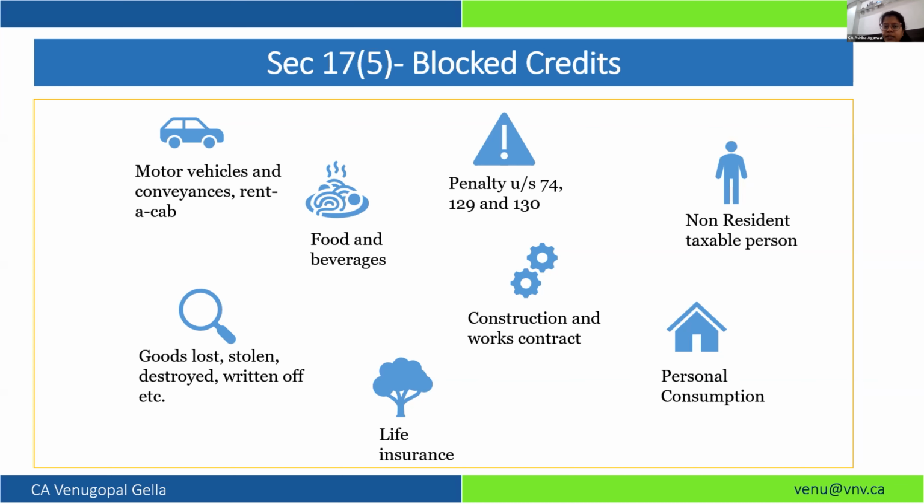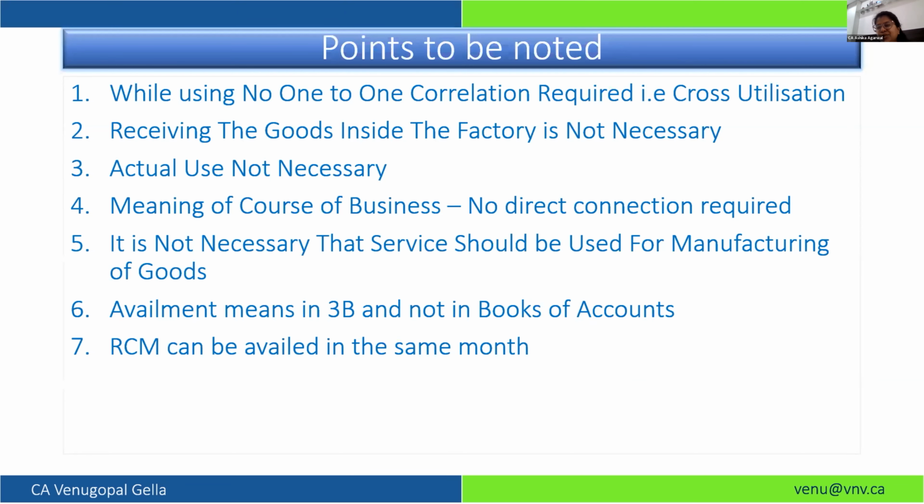Now, a point to note on ITC is that there is no one-to-one correlation. It's not that I have to prove that this material came for this purpose. If you are having multiple services, I don't need to prove that this is for renting, this is for security. There's no one-to-one correlation. Whatever ITC you avail, even if you are having one GSTN for multiple business verticals, you will be eligible. You don't need to prove that.